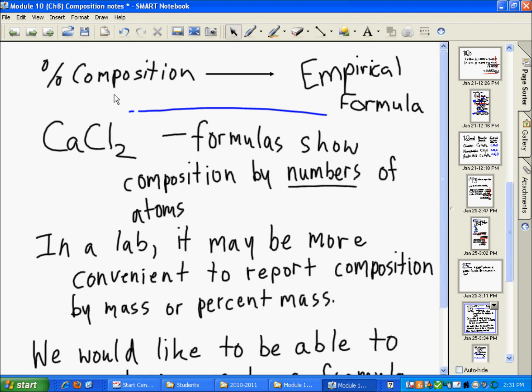So look for the information on how to do that in the textbook, and if you need help with that, let me know. Okay, to remind you, if you have a chemical formula, what that's telling you is the composition of that compound by the numbers of atoms.